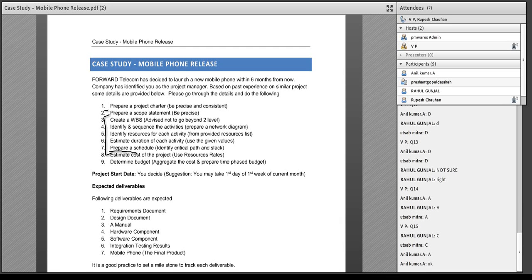You have to prepare a scope statement. I'm going to send you a template for the scope statement. You have to prepare a project charter as well. Make one more attempt. Prepare a budget. You will estimate the cost and prepare the budget. So you will be able to estimate the cost. Cost is given. Resource costs are given. Okay, and prepare a budget. You can use Excel for this purpose.